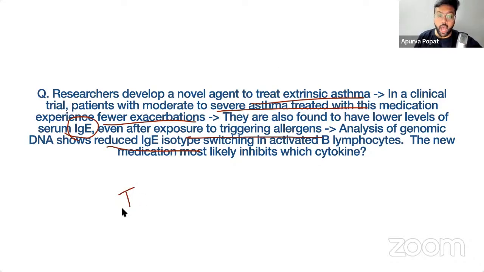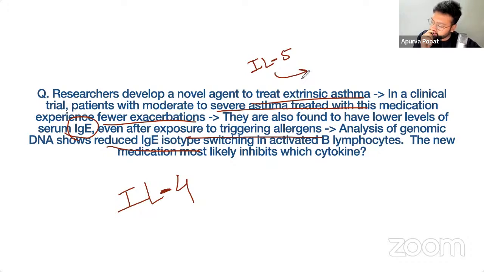IL-6, IL-5, IL-2, no. Which? IL-4. Yes, interleukin 4. Interleukin 4 does class switching to IgE. What interleukin does class switching to IgA? 5. What's another function of interleukin 5? Eosinophil recruitment. Yes, eosinophilic recruitment.